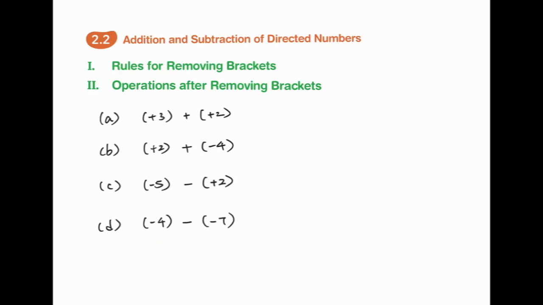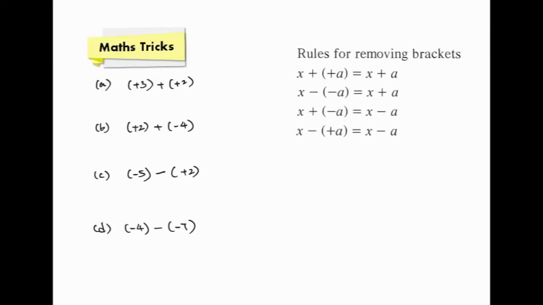There are two main steps. First, remove the brackets in directed numbers. After that, perform the addition or subtraction that follows. How do we remove the brackets in directed numbers?